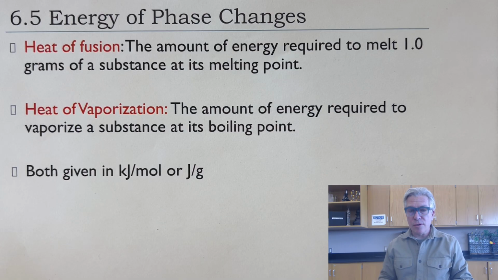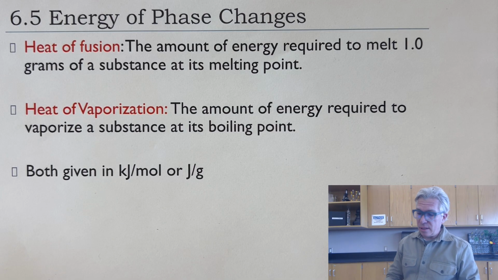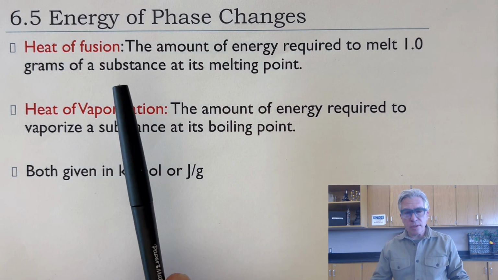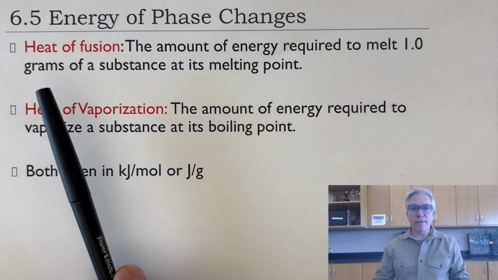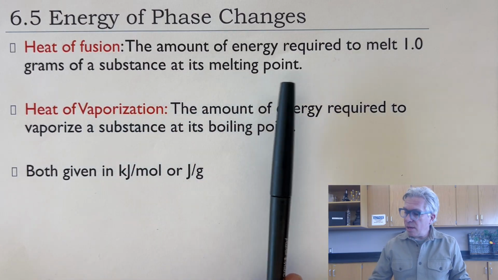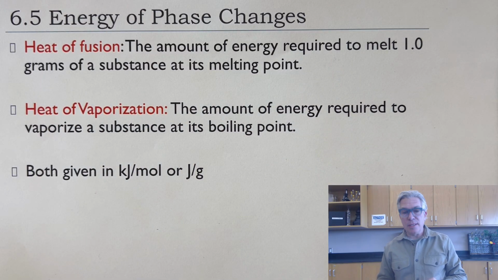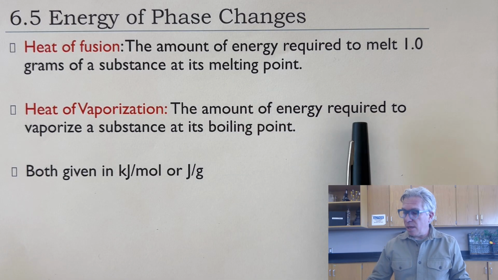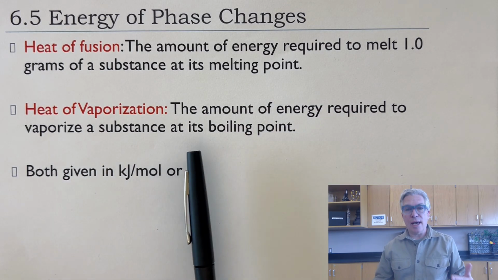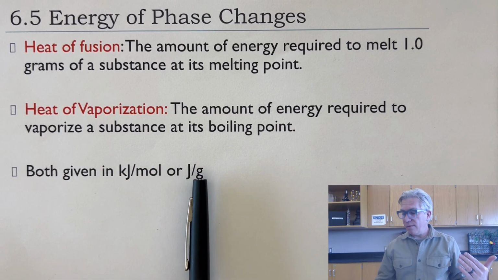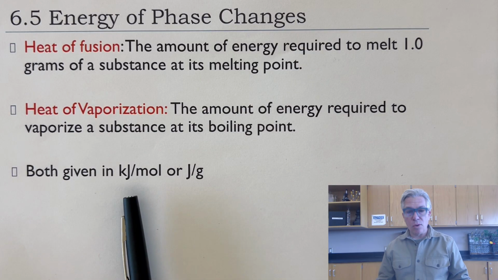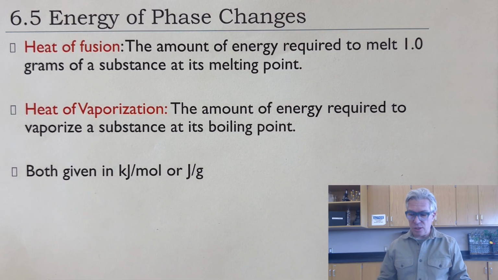Included under the category of energy and physical changes is energy and phase changes. So a couple of quick terms that you'll need to know. One is the heat of fusion. The heat of fusion is the amount of energy required to melt 1 gram of a substance at its melting point. And the heat of vaporization is the amount of energy required to vaporize a substance at its boiling point. Both are given in joules per gram or sometimes kilojoules per mole, in which case it's called the molar heat of fusion or the molar heat of vaporization.